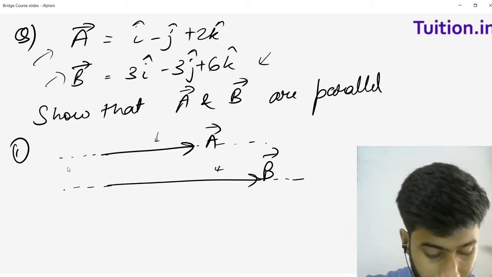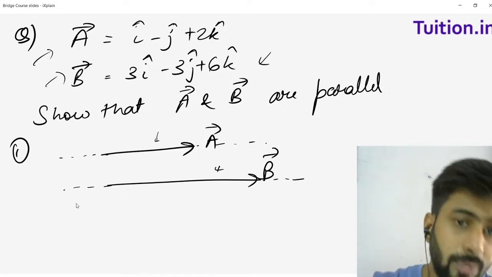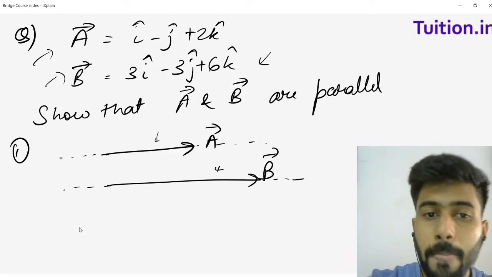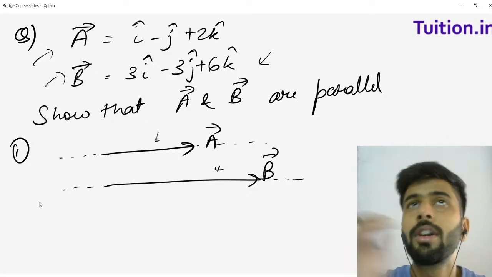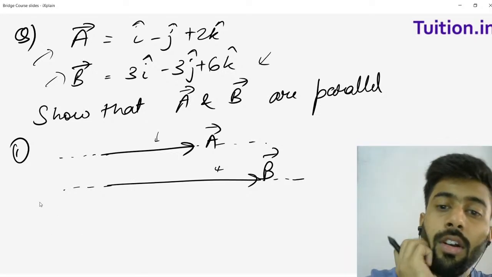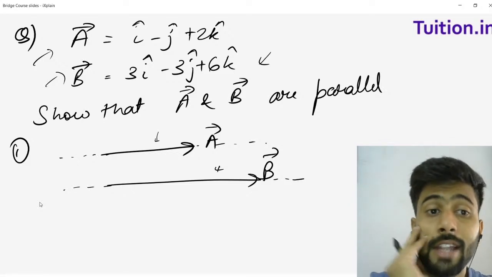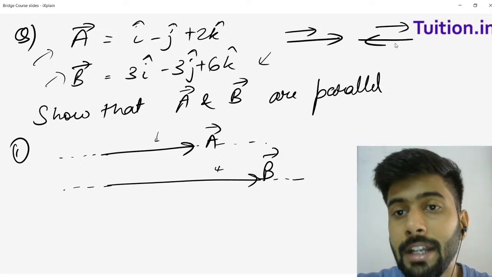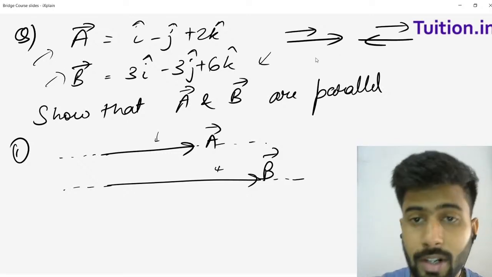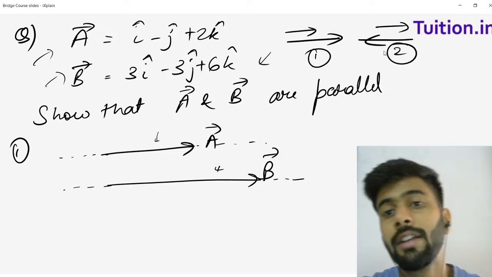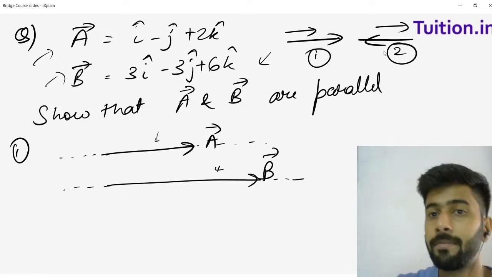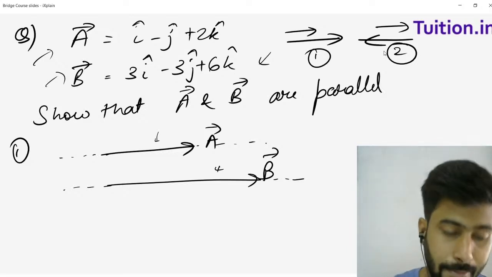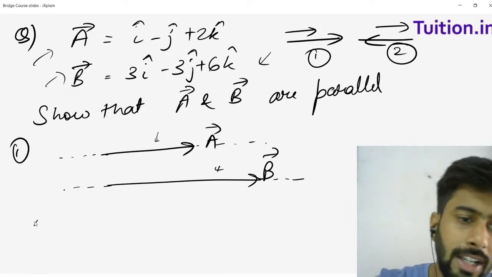Okay. Yeah, Akshat, you're right. Cross product being 0 is one way to prove this. But cross product equal to 0 will tell you two things, that A and B can either be parallel or they can also be anti-parallel, right? Cross product 0, you don't know whether they are anti-parallel or parallel if you use that step. So you can check this out, guys.